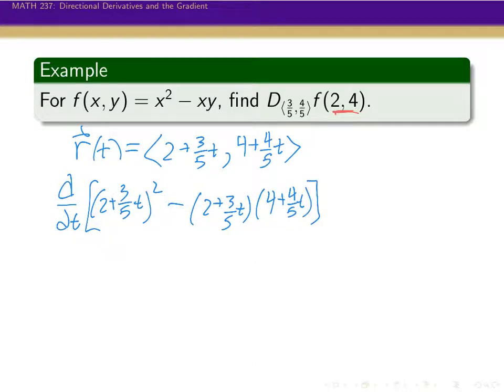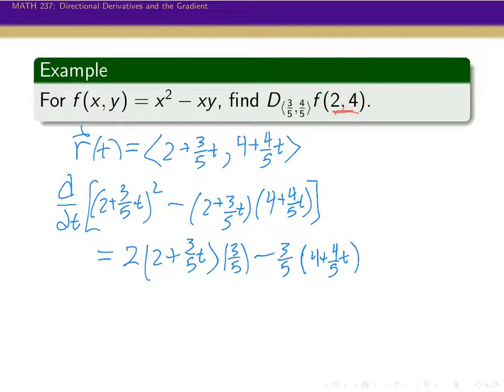Okay, so taking the derivative of this, first term, I'm going to get 2 times the inside. 2's coming down from the power rule, and then by the chain rule, I need to multiply by 3/5. Over here for the second term, by the product rule, derivative of the first is 3/5 times the second. So the whole thing is minus, so I have then plus the first times the derivative of the second, which would be 4/5. Okay, so there's our derivative.